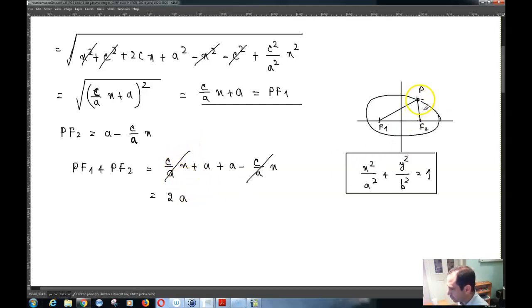That means that if there is a point P with coordinates X and Y that satisfies this equation, if you take the distance between that point and the focus 1, and the distance of the same point with focus 2 and add them together, you'll get 2A. And that was something that we found out in ellipses, that any point that you find on the ellipse, the sum of the distances of that point with the two foci is going to be 2A. That means that any point that satisfies this equation is going to be on the ellipse. Okay, so that's what this means.